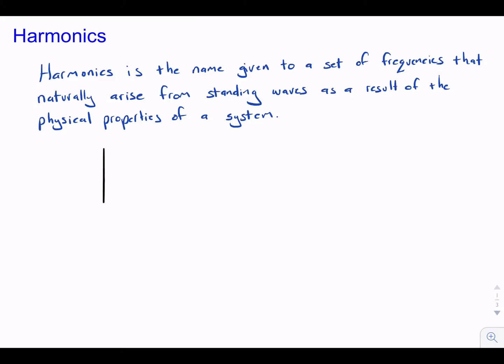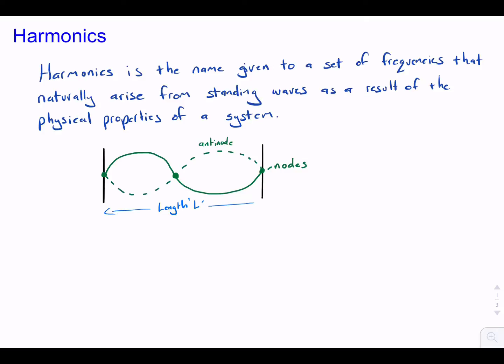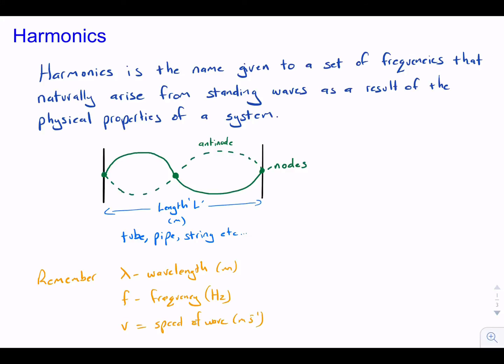So if we draw here a tube closed at both ends, or a system fixed at both ends, and we can draw a wave pattern, we can see we have points where the standing wave isn't moving, and these are nodes. When we have a maximum amplitude, this is called an antinode. The length of our system is defined as the length L. This can be of the pipe, tube, string, etc. And for aspects of this work, we also need to remember the relationship between wavelength, frequency, and velocity, which of course is v equals f lambda.